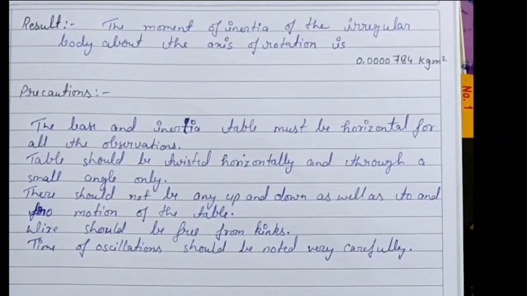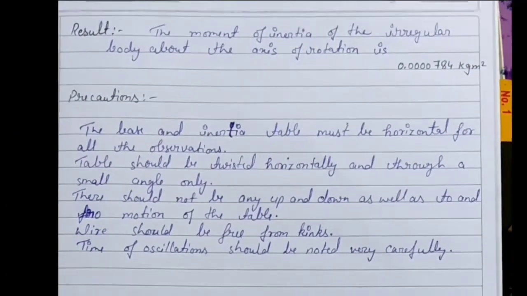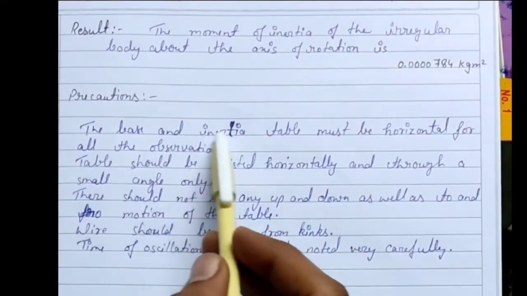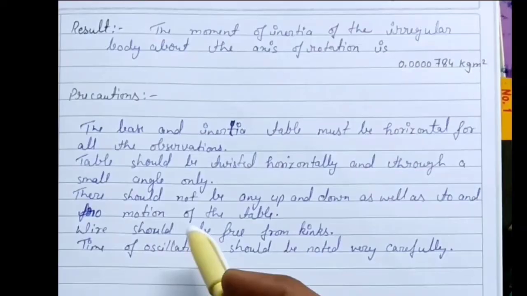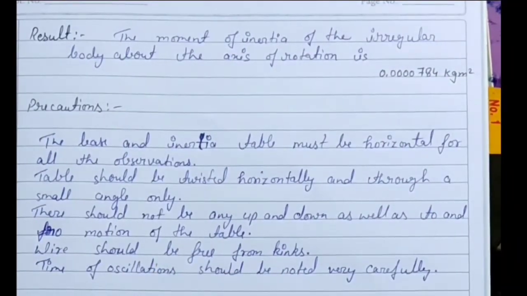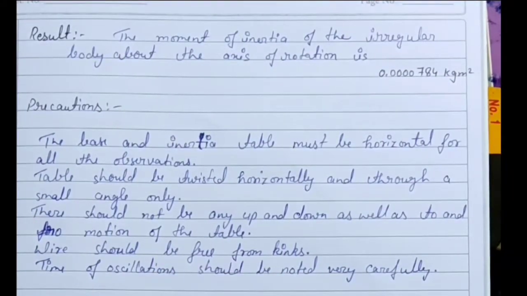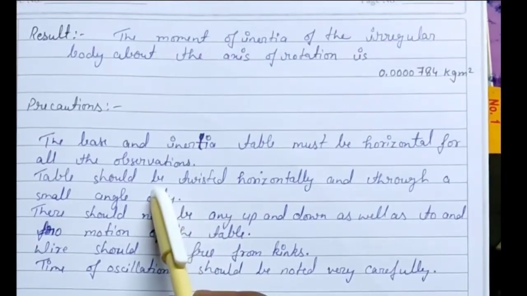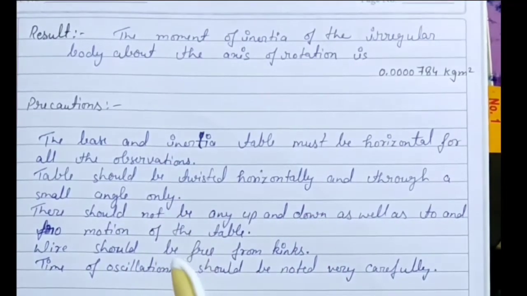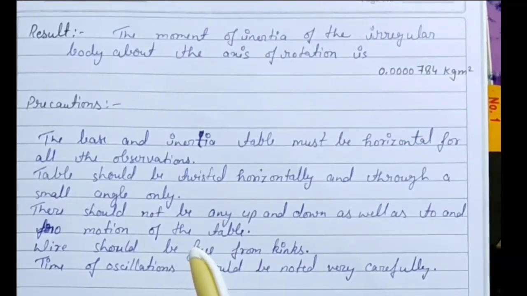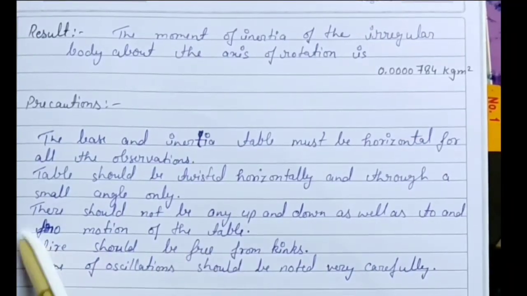So there are some precautions on which we have to put some focus. So let's read it. The base and inertia table must be horizontal for all observations. सभी ऑब्जर्वेशंस के लिए जो हमारा बेस है और जो इनर्शिया टेबल है वो दोनों ही हॉरिजॉन्टल होना चाहिए. Table should be twisted horizontally and through a small angle only. हमें इसे हॉरिजॉन्टली और एकदम स्मॉल एंगल पे ही इसे ट्विस्ट कराना है.